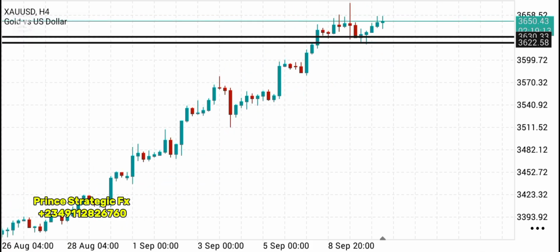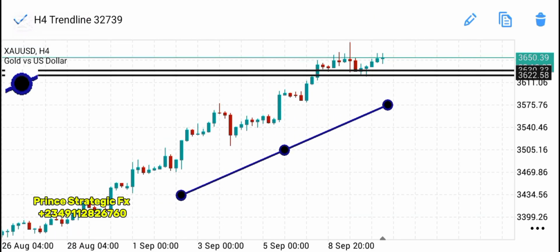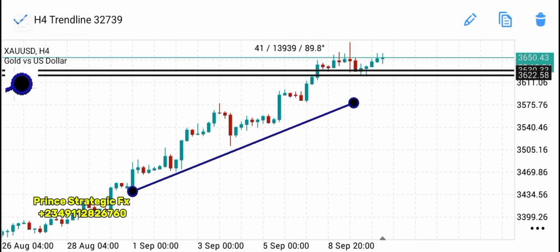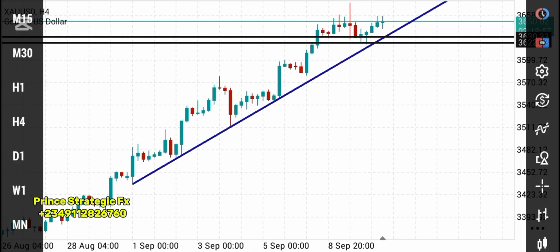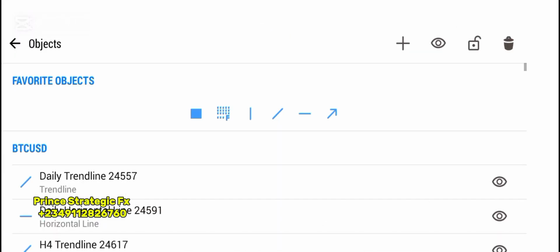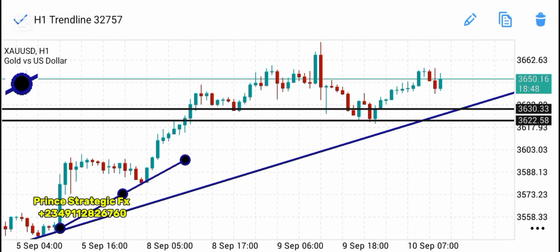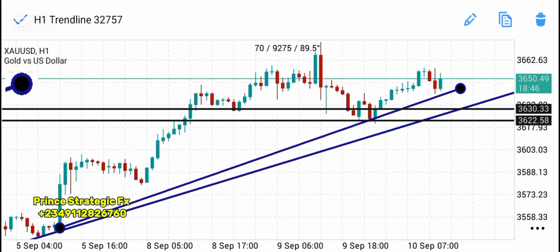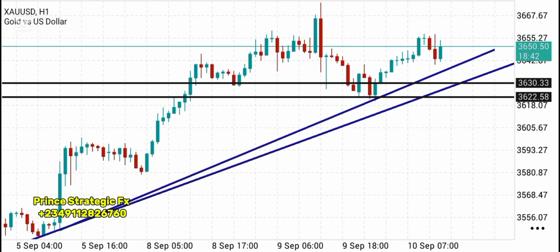H4, and on H4 I'm going to look for a specific trend line, just a very detailed trend line. I'll pick it from here all the way to the top right there. Good. Now I'm going to go to H1, and I will also do the same thing on H1. Now I will pick another trend line from here all the way to the top right there. You can see exactly what I just did, right?